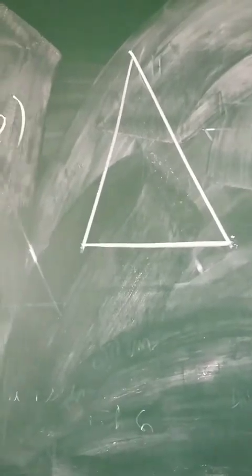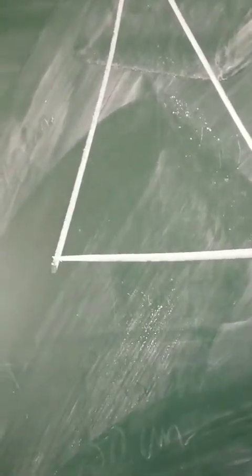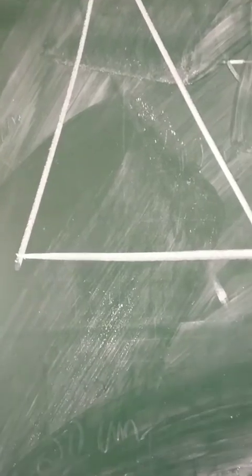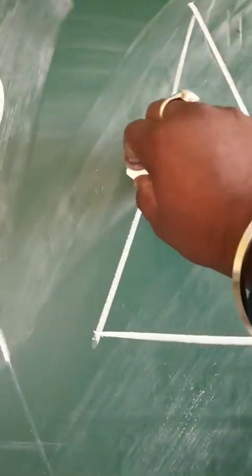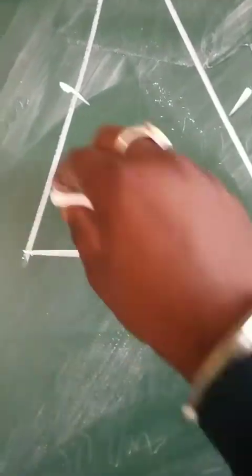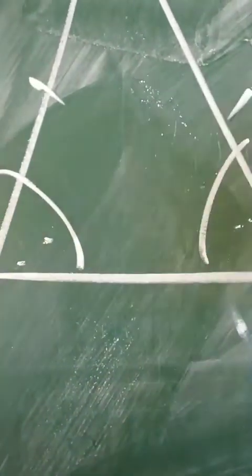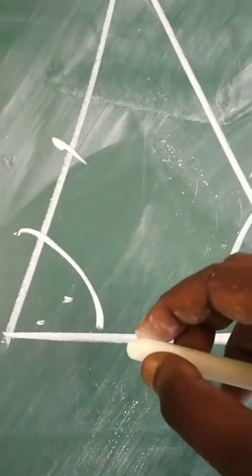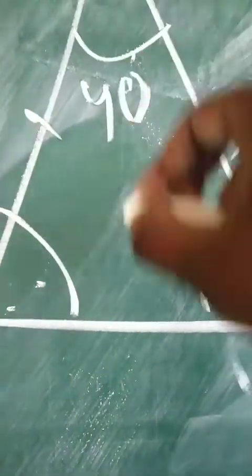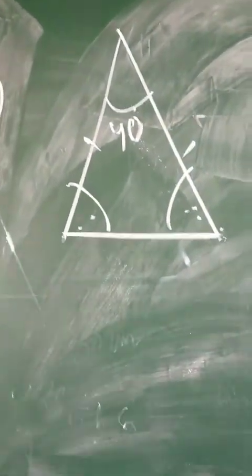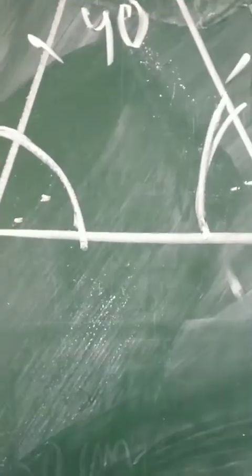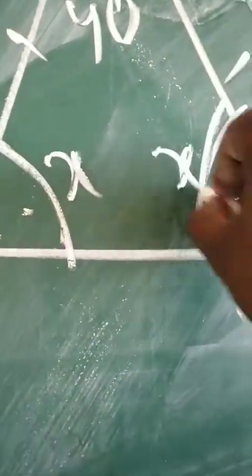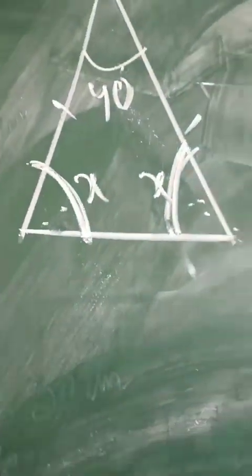There is an isosceles triangle. As we all know, the property of an isosceles triangle is that any pair of two sides will be equal in measure. So naturally, if I consider this side and this side equal in measure, the base angles will also be equal. I'm given the measure of the vertex angle, that is 40 degrees, and the measure of these base angles is unknown. So let it be x and x. Why both are x? Because the base angles are equal in measure.